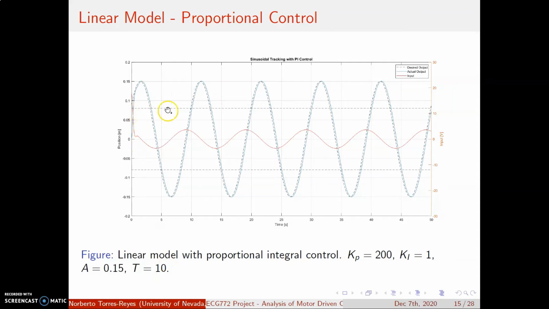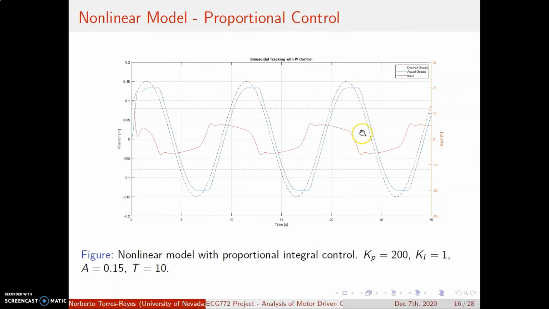As you can notice, I have the upper and lower limits on the voltage, but since this is a linear model, it's not being affected. You can see in the transients, the initial voltage exceeds the 12 volts. Otherwise, we have pretty good tracking, and as expected, there's a steady state error.